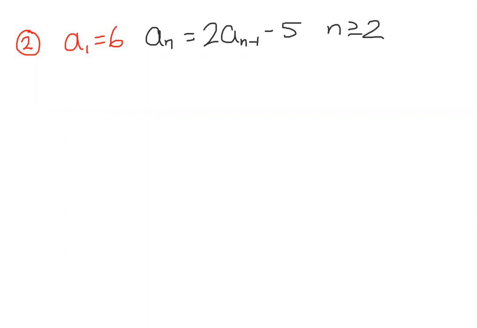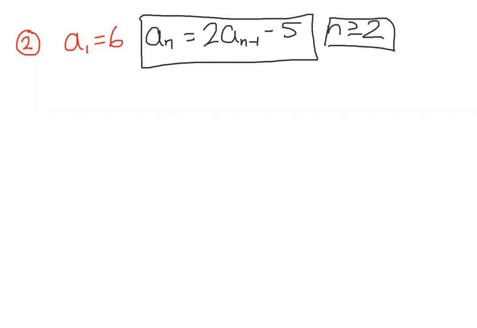We've got a1 equals 6 and an equals 2 times an minus 1 minus 5 for n greater than or equal to 2. Again, this is just because this rule only works for the second term on up, because the first term has already been defined for you. So let's go ahead and find these. A1 equals 6. They gave us that.